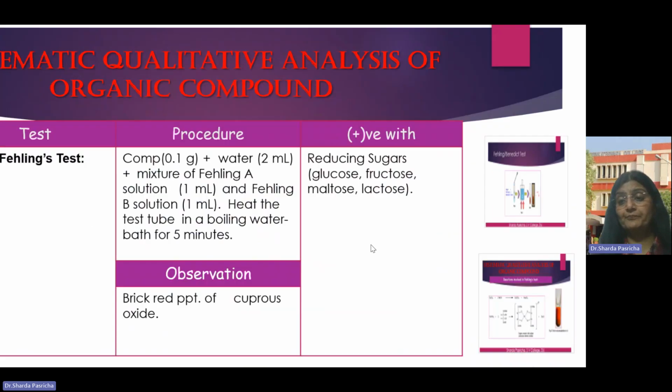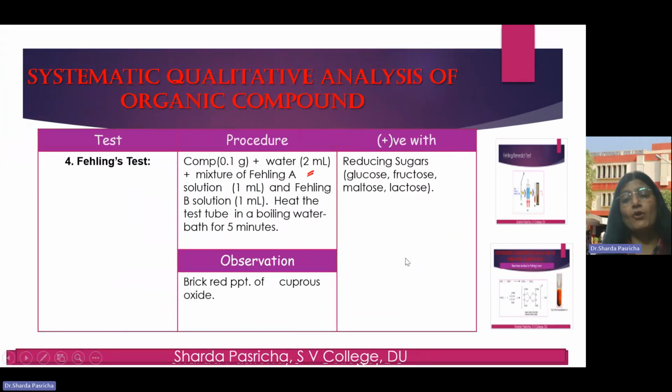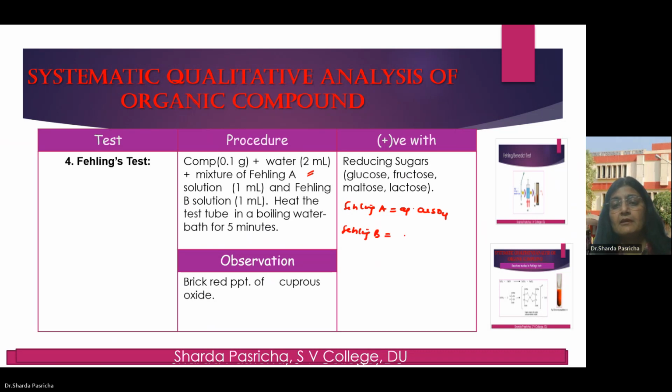Let us see the chemistry of the Fehling solution test. Now, if you know what is Fehling A, Fehling A is aqueous solution of copper sulfate, and Fehling B is alkaline solution of Rochelle salt, that is sodium potassium tartrate. When you mix equal volumes of Fehling A and Fehling B, you get copper tartrate being formed.